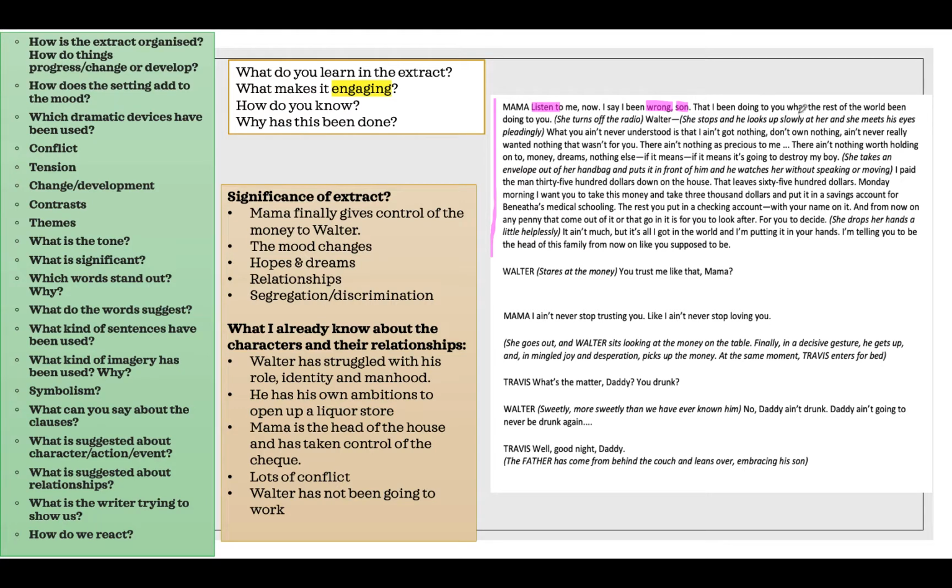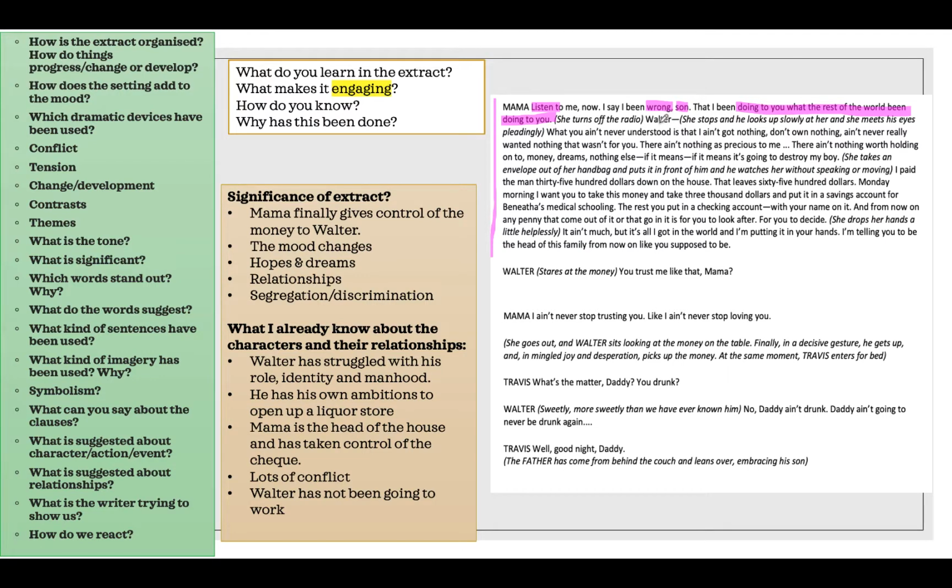So she says, "that's what I've been doing to you, what the rest of the world been doing to you." So this is interesting, what I've been doing to you and the rest of the world has been doing to you. And we could link this to the theme of segregation and discrimination. And she's actually acknowledging the fact that the world that Walter lives in isn't easy for him. It's not been easy for him as a black man in a white society to get along and to have his own hopes and dreams.